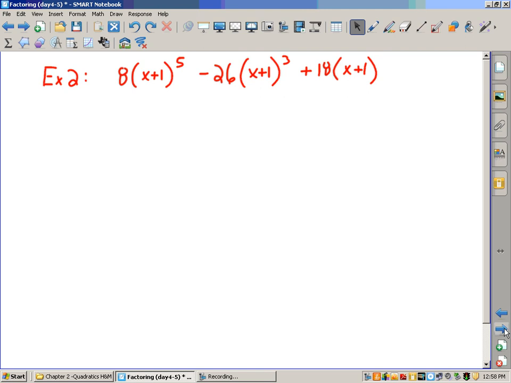Yeah, substitute. I think a lot of us like to come up here and say, oh, let's substitute W in for that x plus 1. And I think that's a safe bet. This turns into 8W to the 5th minus 26W cubed. Now, can we possibly do the greatest common factor? That's fine. I said you can do that.